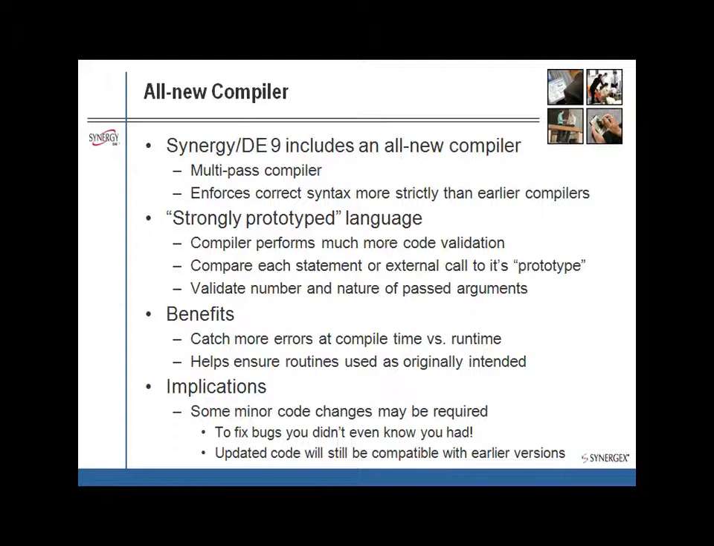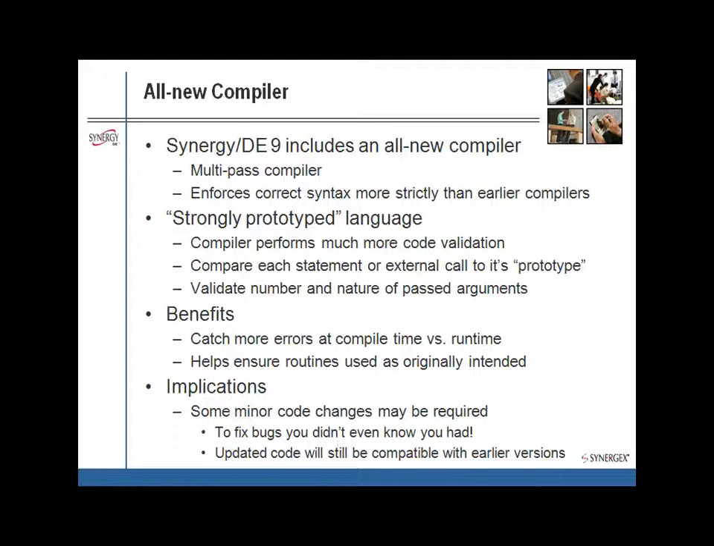This means that many things that would previously have resulted in unexpected behavior at runtime, or worse, errors at runtime, can now be trapped at compile time. Because of these changes, you may find that some of your code that compiled just fine under earlier versions will report warnings or even errors under the version 9 compiler.